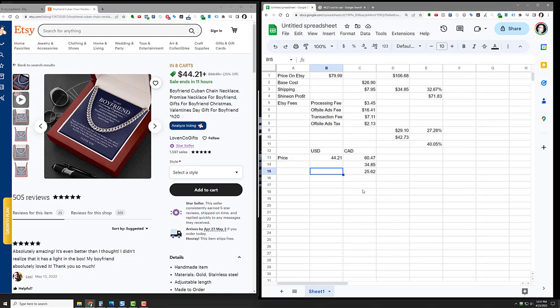I don't know what we call this. Let's go gross profit maybe, not net profit. Then we take that number times 0.27, since we figure about 27% goes to Etsy. So that leaves us with that minus that, $18.70. So at a US price of $44.21, you can still make a profit.